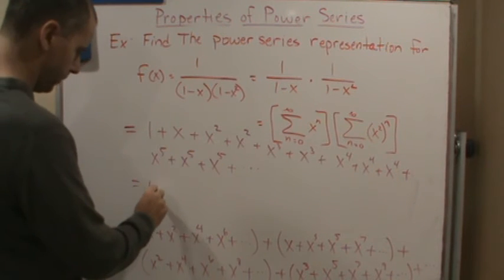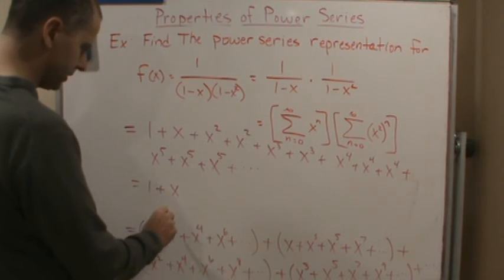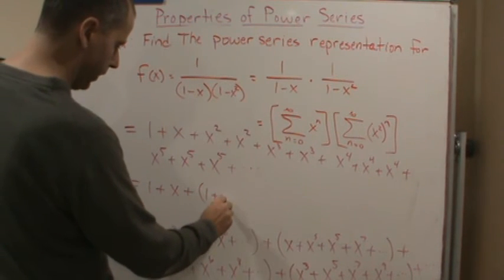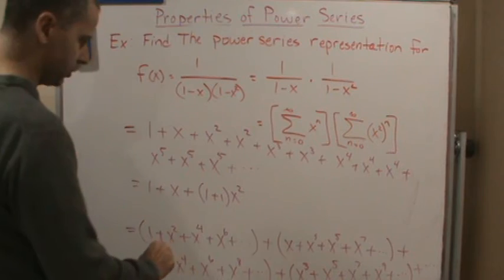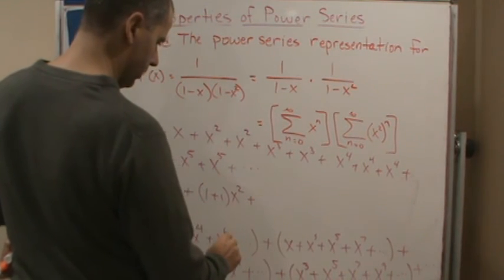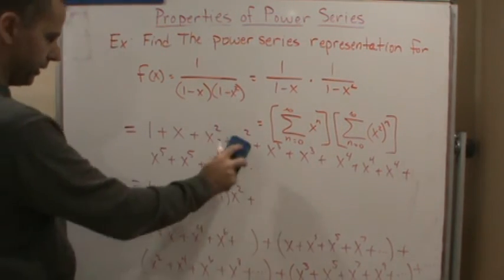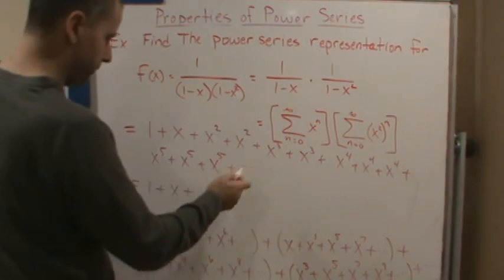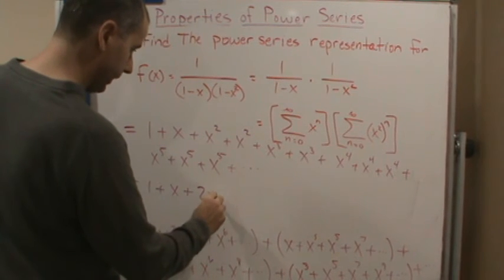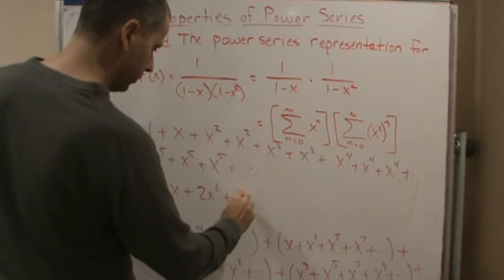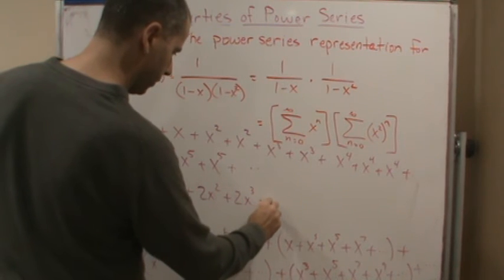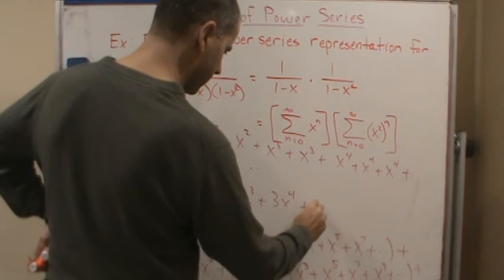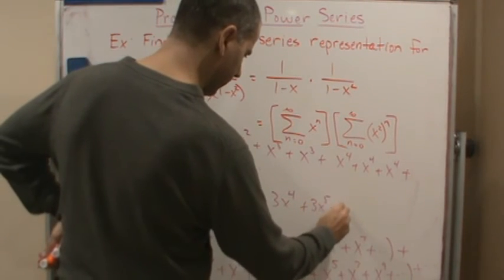Okay? And so let me rewrite this. This is going to be 1 plus x plus 1 plus 1 x squared. Well, let me just skip it. So we already know this is going to be 2 x squared plus 2 x cubed plus 3 x to the fourth plus 3 x to the fifth, and so on.